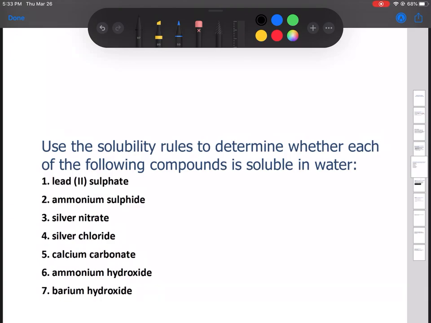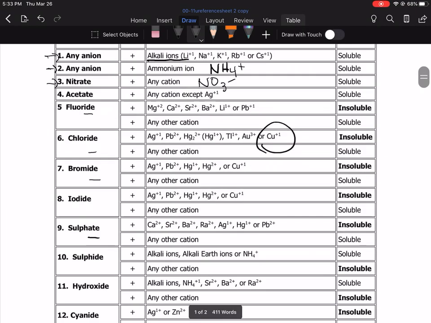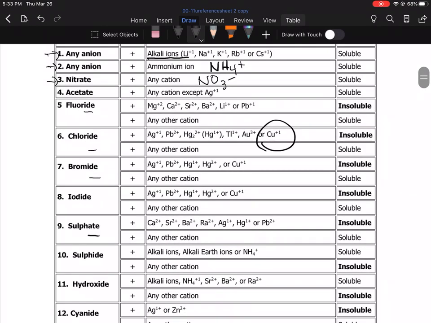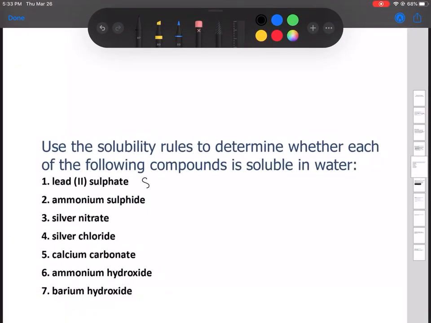That was my son. Let's test these. So you go to sulfate, and sulfate is on row number 9 on this table over here, and we're going to do lead 2 with it. So sulfate, there it is. Sulfate plus lead 2 is going to be insoluble. So on your note here, then you're going to write soluble.